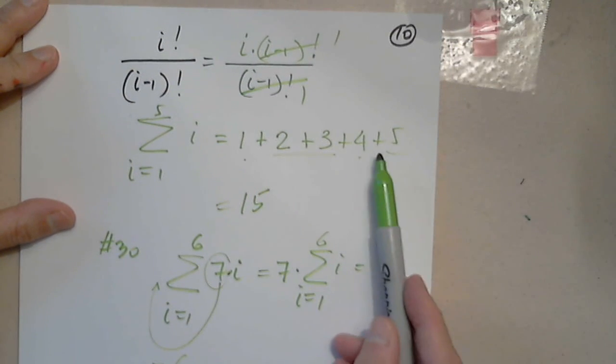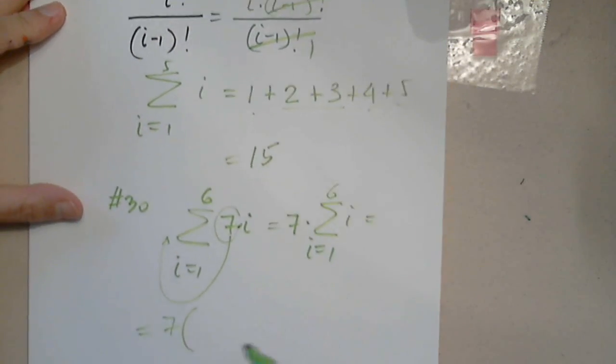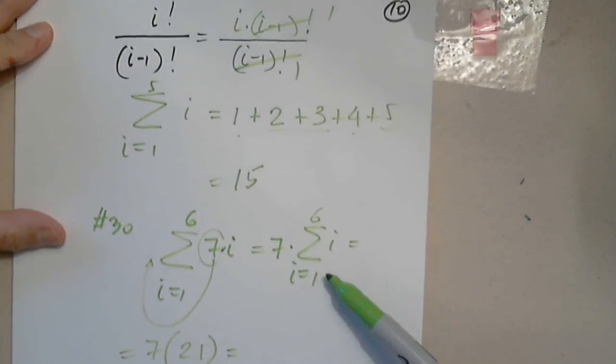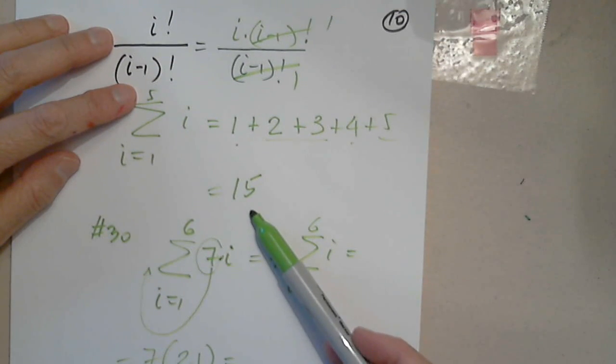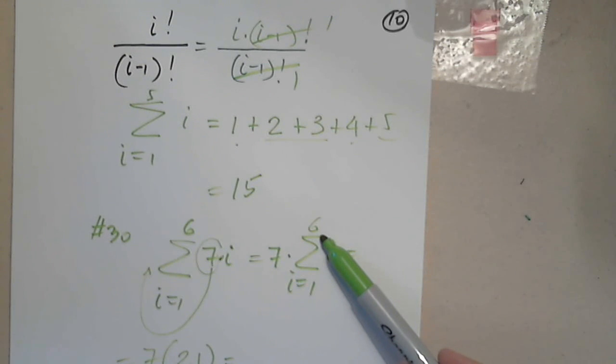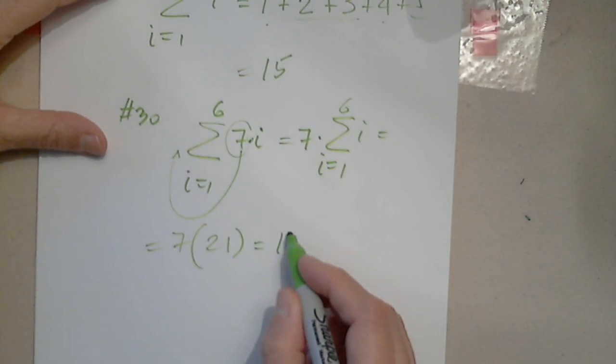So all I have to do is just add 15 plus 6. So that's 21. Because I already calculated this till 5. Till 5 I got 15. And I only have to add 6 to it. 147.